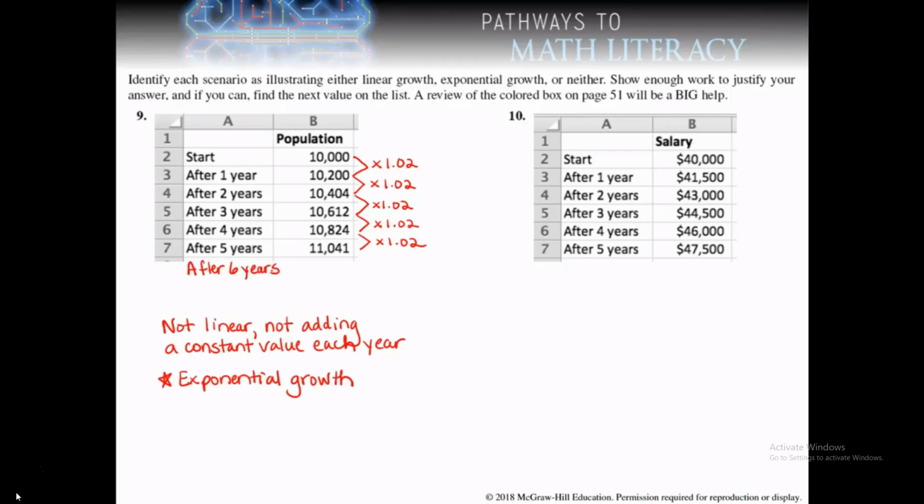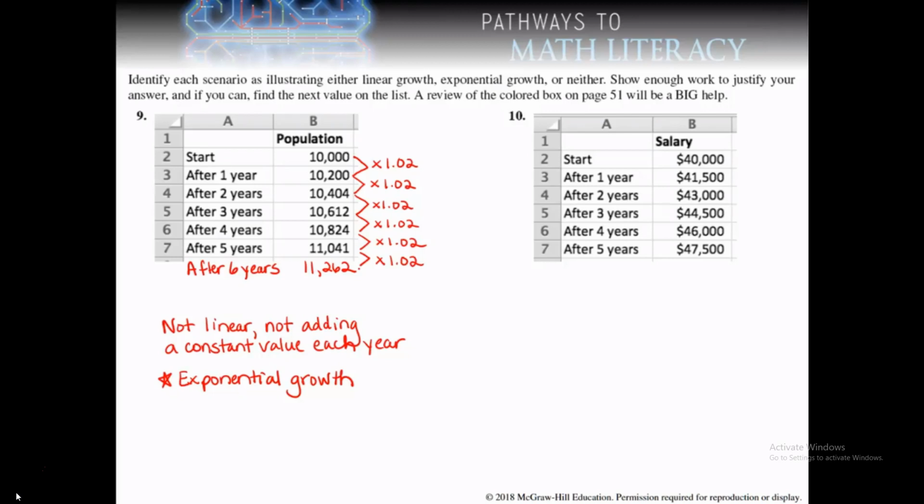And so to find the next population in the table, I would take the last entry, multiply it times 1.02, and that tells me that the population after 6 years would be 11,262 after rounding that to a whole number.